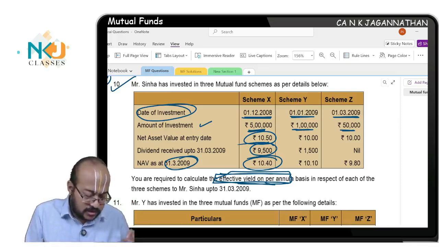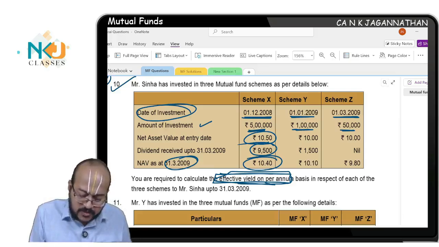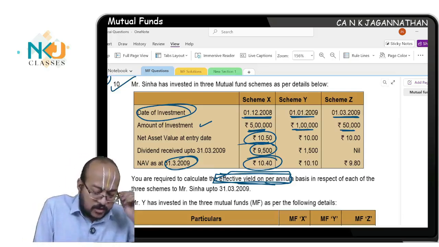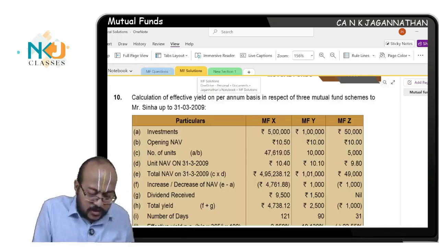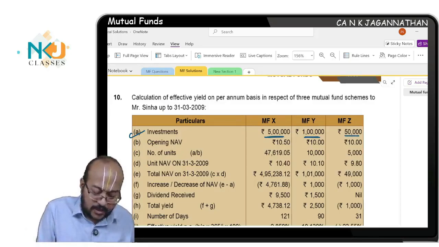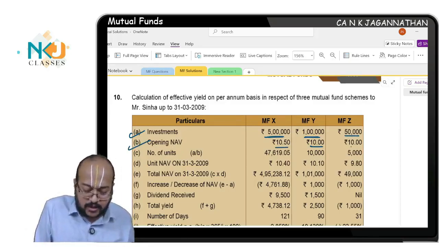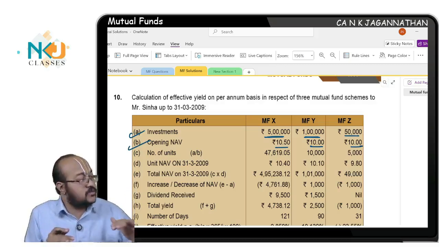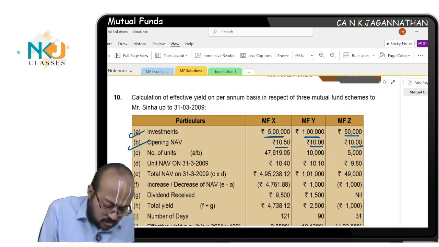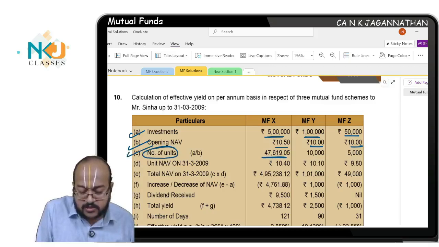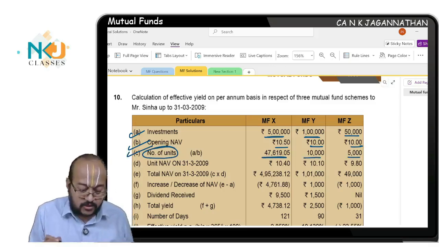No issues. You are required to calculate effective yield on a per annum basis in respect of each of the 3 schemes. So we need to find the effective yield first. See here, step by step we will see. Investment amount 5 lakhs, 1 lakh and 50,000. Opening NAV is 10.5, 10 and 10. If you divide your investment by the opening NAV, you will get the number of units. Opening outstanding units: 47,619, 10,000, 5,000. Are you understanding?